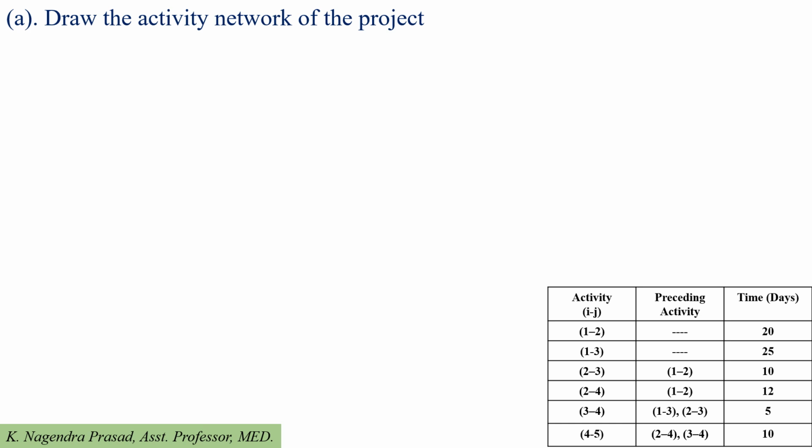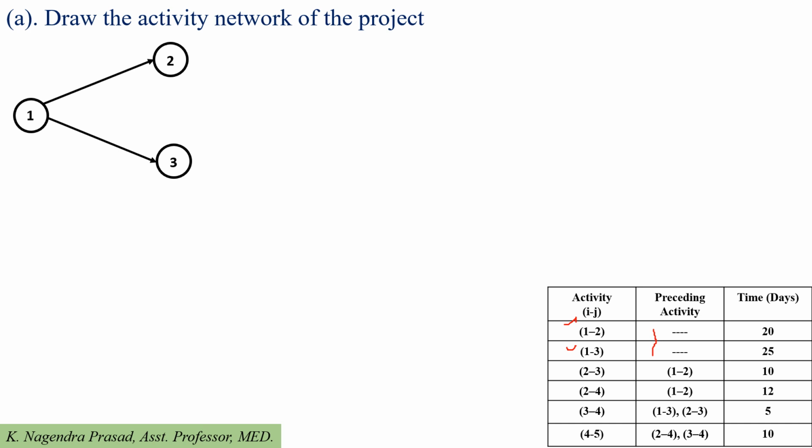First we have to observe the activities 1 to 2 and 1 to 3. These activities have no preceding activities, so these are the starting activities. And one more thing, event 1 is common for the activities 1 to 2 and 1 to 3. So first we have to draw the activities 1 to 2 and 1 to 3 like this. So these are the activities 1 to 2 and 1 to 3.